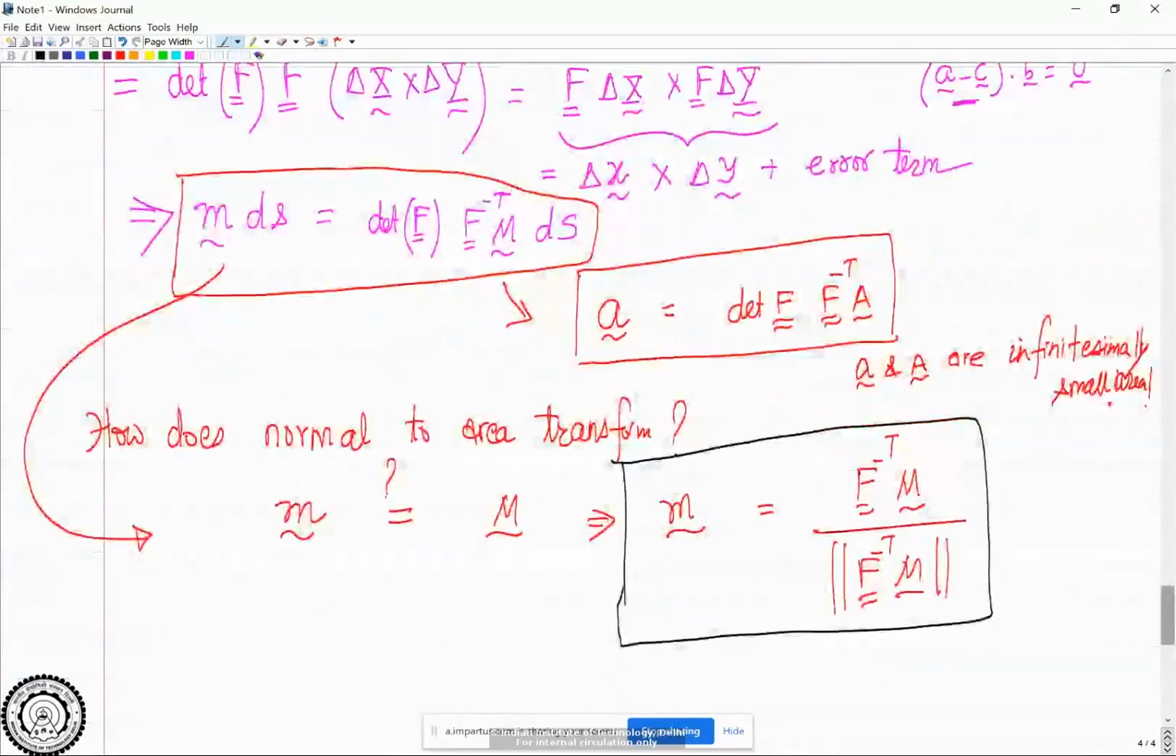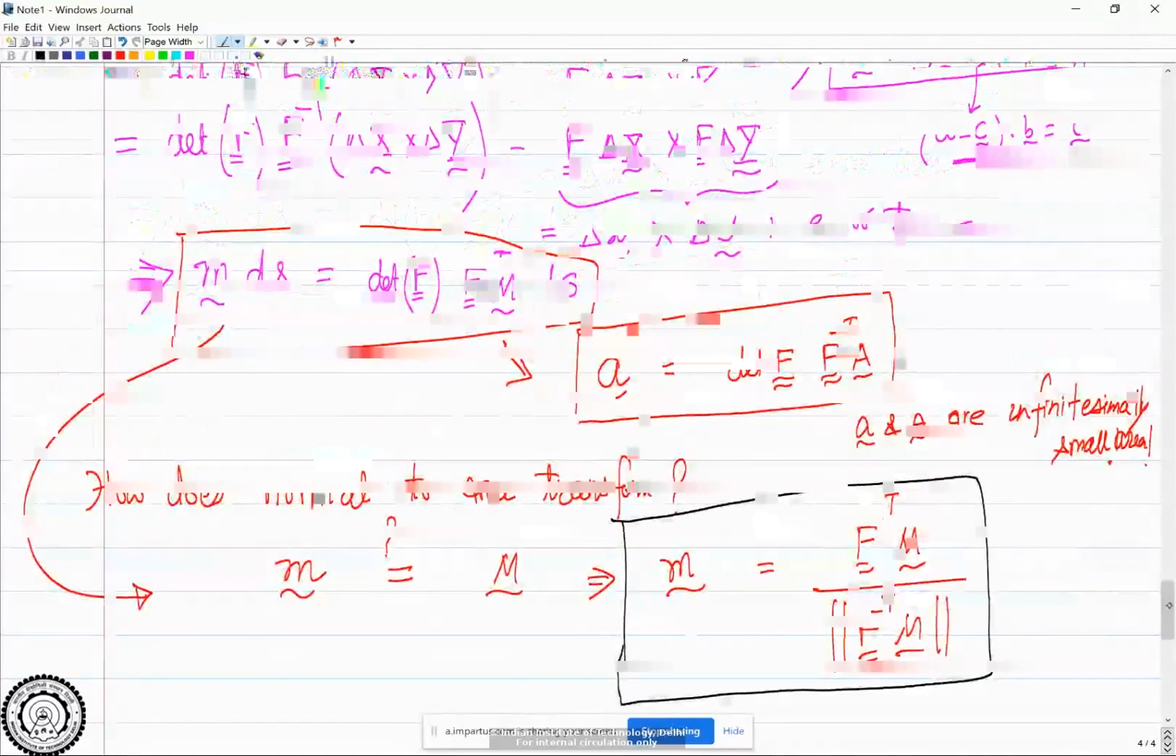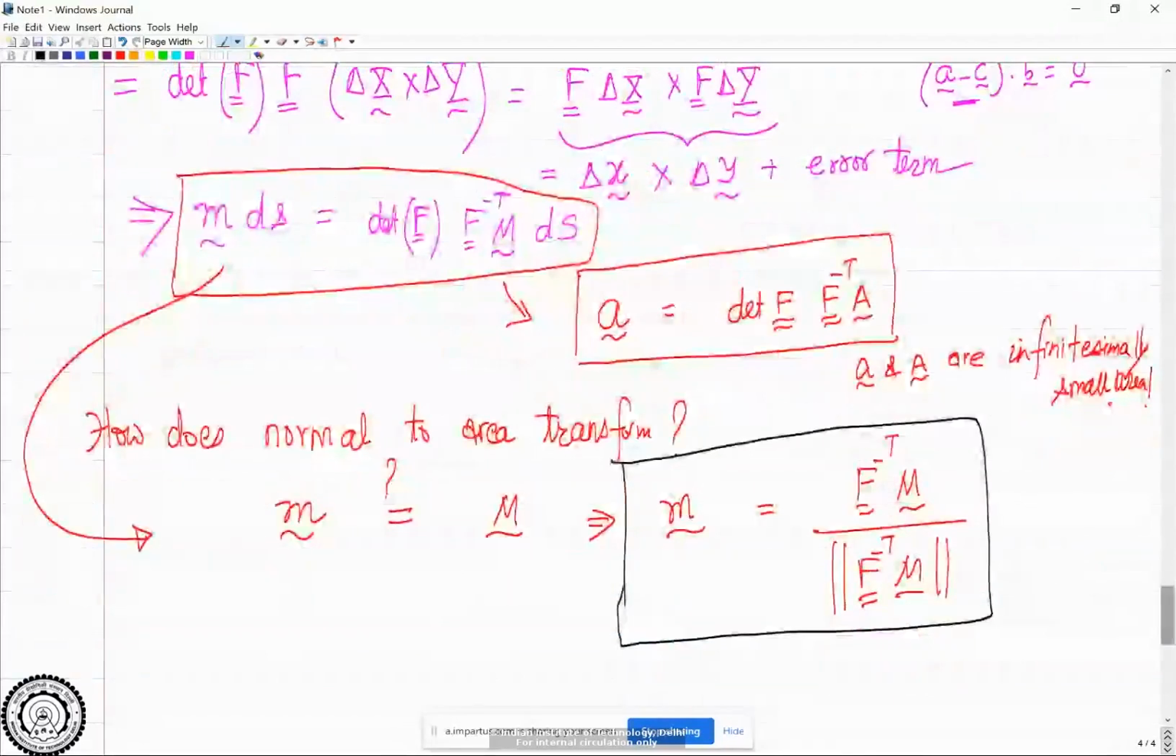Can you see this? See direction on both the sides. On the left hand side the direction is small m, and on the right hand side the direction is F inverse transpose into big M. So that means small m has to be along F inverse transpose into big M because that's the only direction. But then we also know that small m is a unit vector. So I simply divide by the magnitude of F inverse transpose m, and that's how you get the deformed normal.